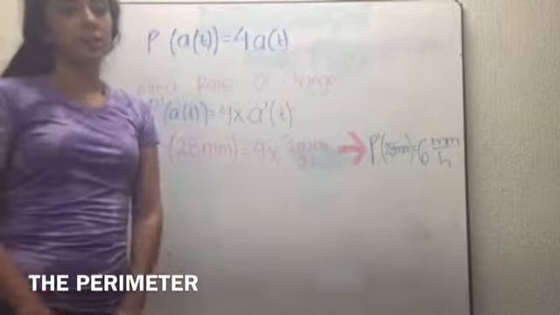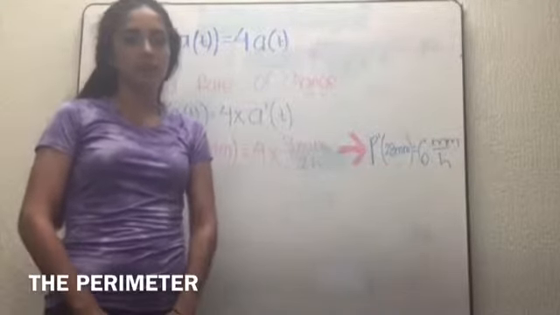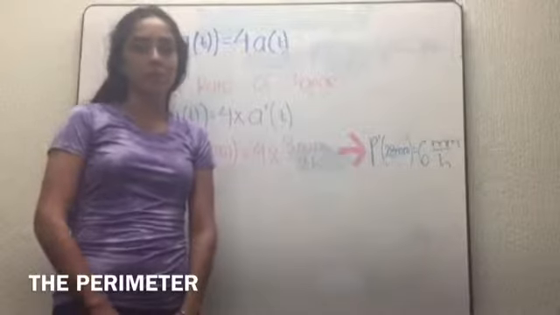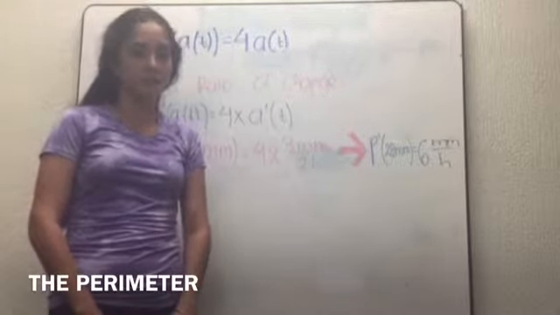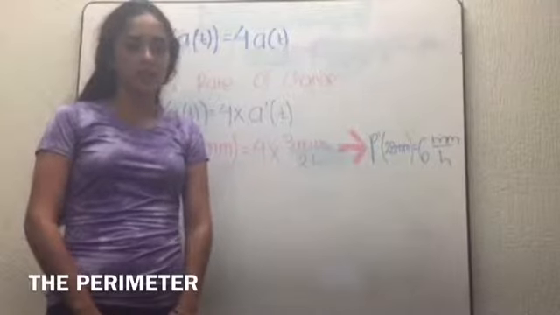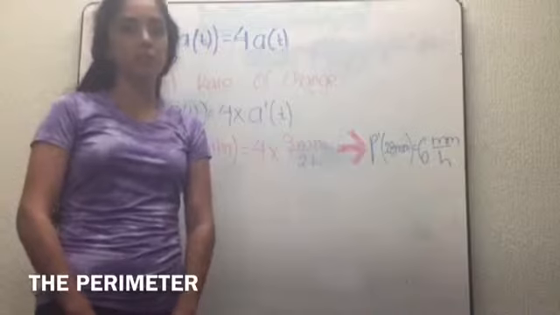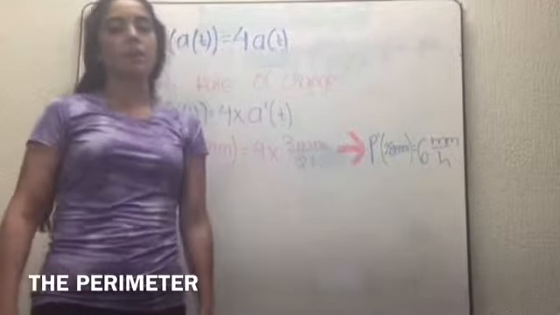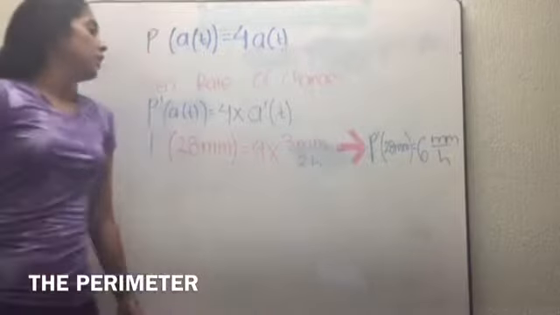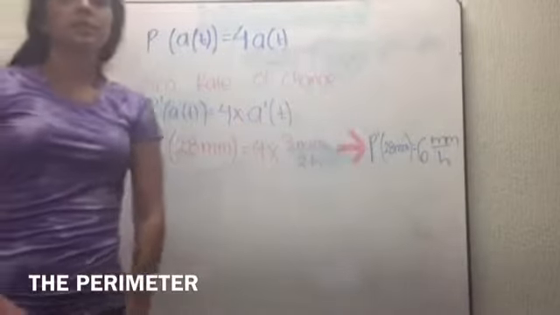This result can be proved just by thinking that every hour the side of the square increases by 1.5 millimeters. So as the square has 4 sides, at any given time the rate at which the perimeter increases will be 4 times the rate of increase of the side, 1.5. The result will be 6.